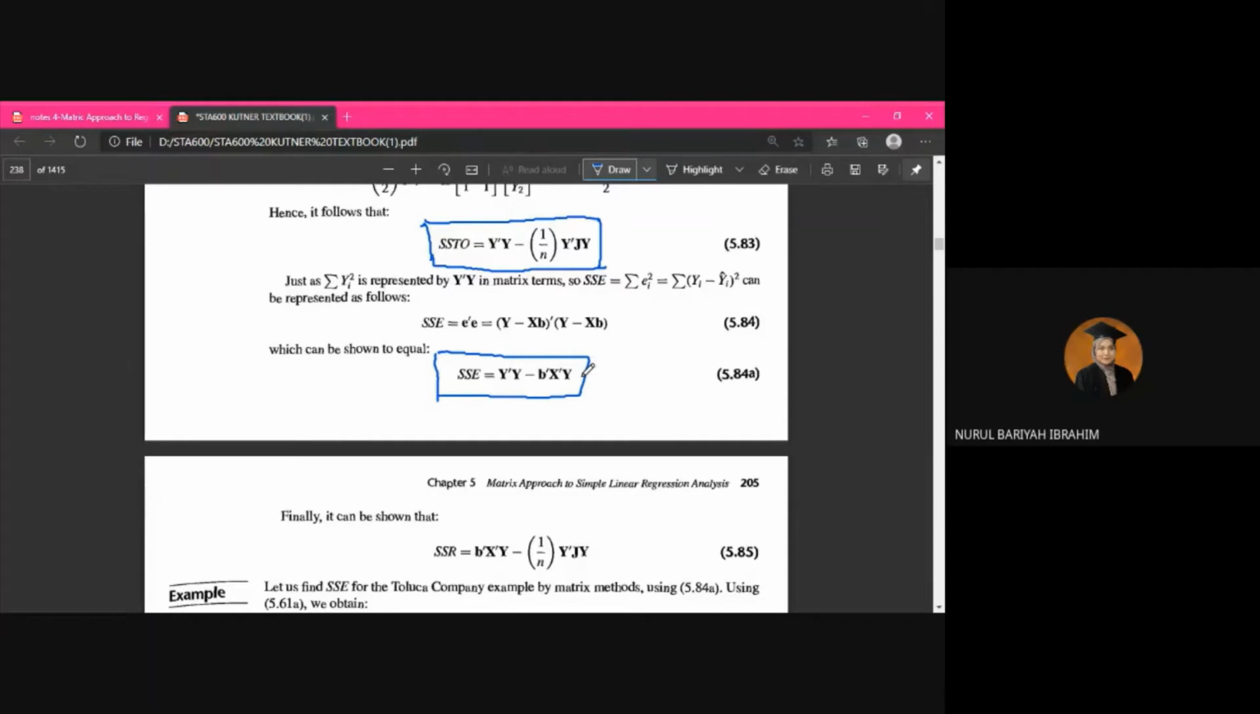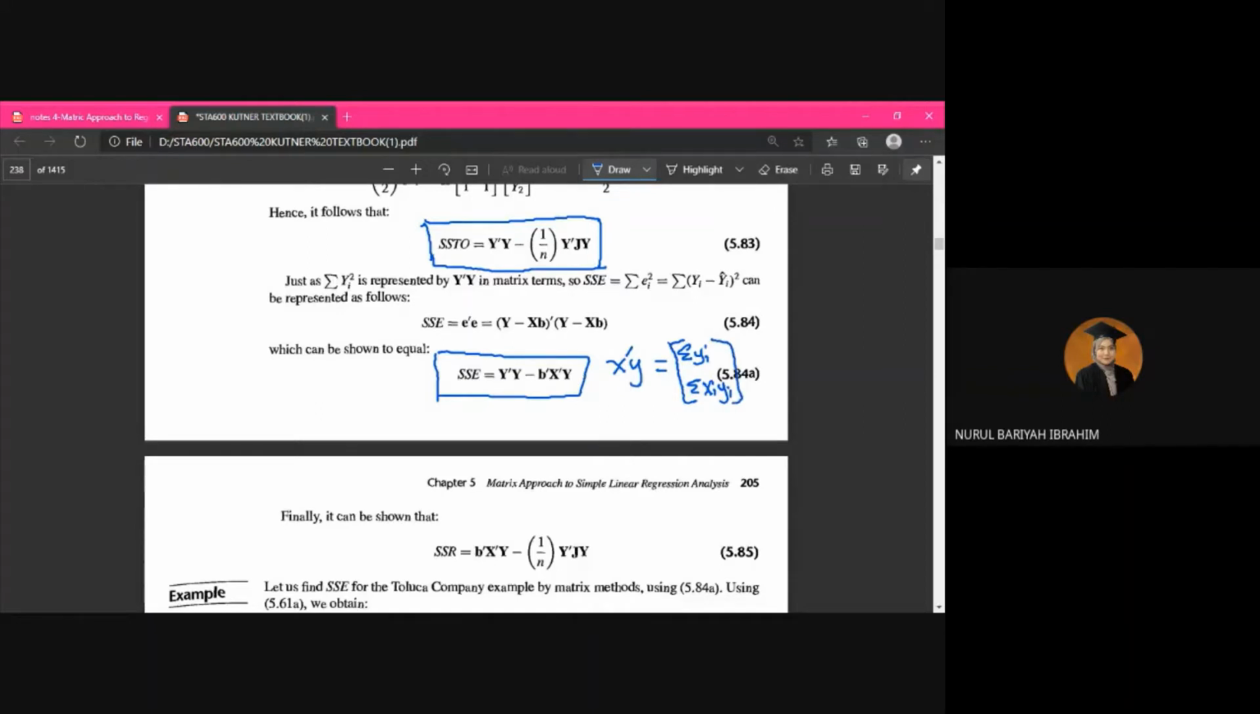You know that X transpose Y is the summation of y and the summation of xy. This is the summation of yi and the summation of xi yi.